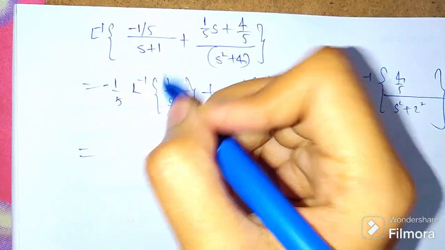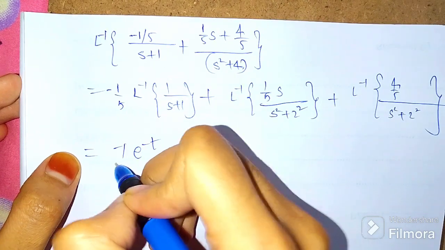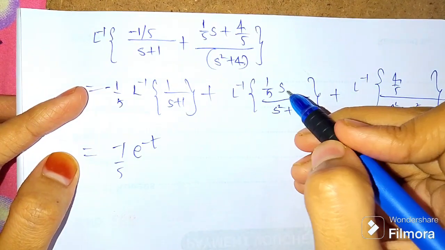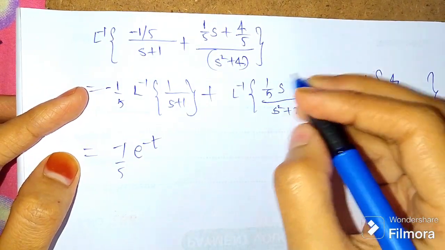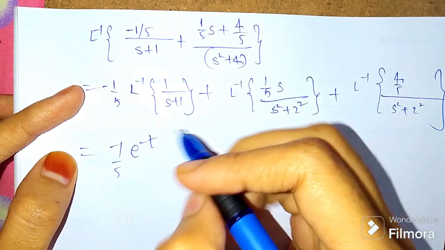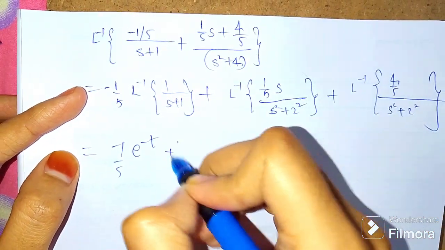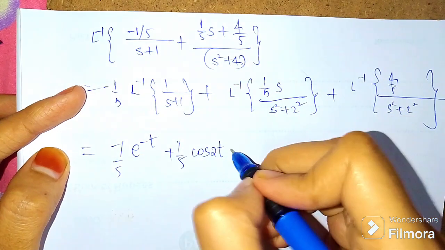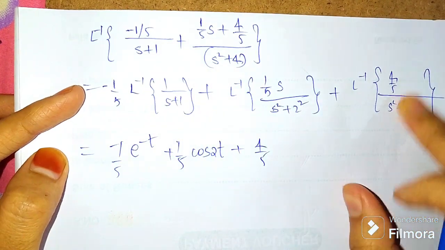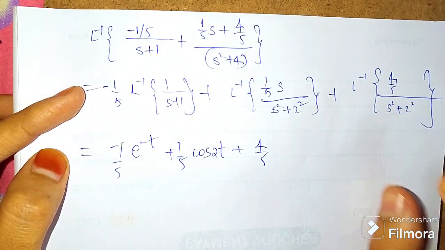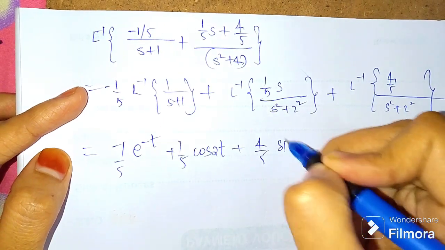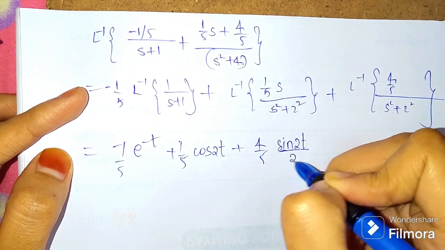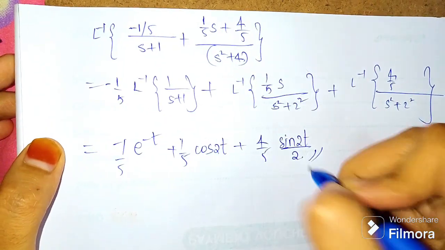e power minus t. And here we have s by something, which means cos, so cos 2t. So 1 by 5 cos 2t. Here we have 4 by 5 into 1 by (s squared plus 2 squared). So it is sine 2t by 2. Don't forget the 2. Okay, this is your final answer.